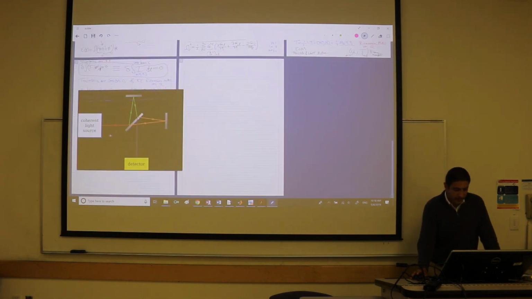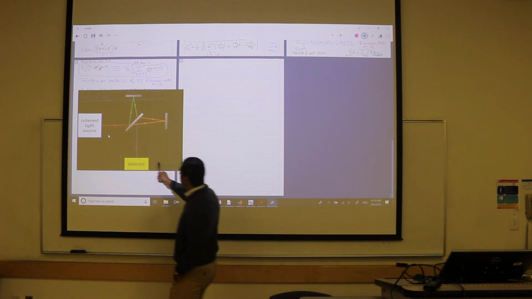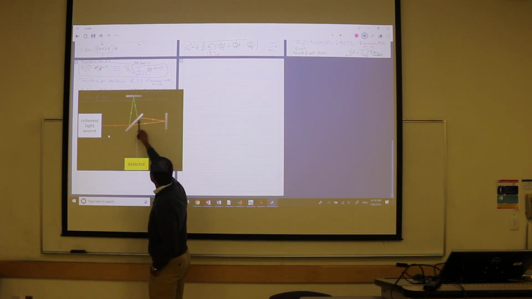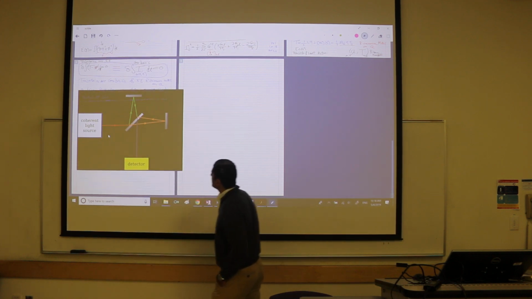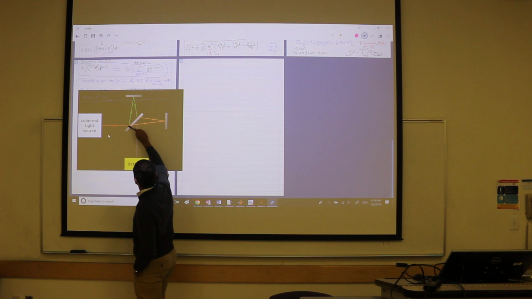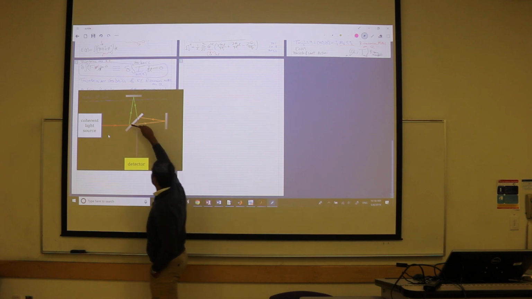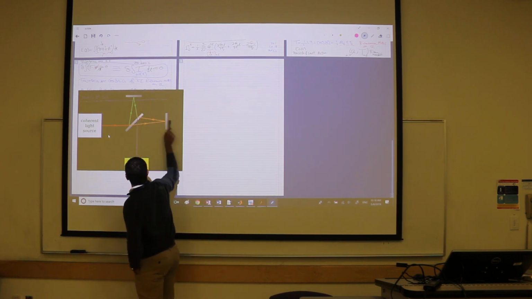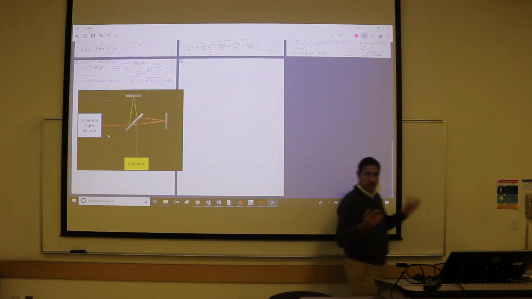So here's the experiment. Anyway, I'll have to leave it there and continue afterwards. A light source, and this is a partially silver-coated surface. So part of this beam will go through, and part of it will be reflected. So this guy moves in this direction, this guy moves in that direction. So they have 90 degrees between them.